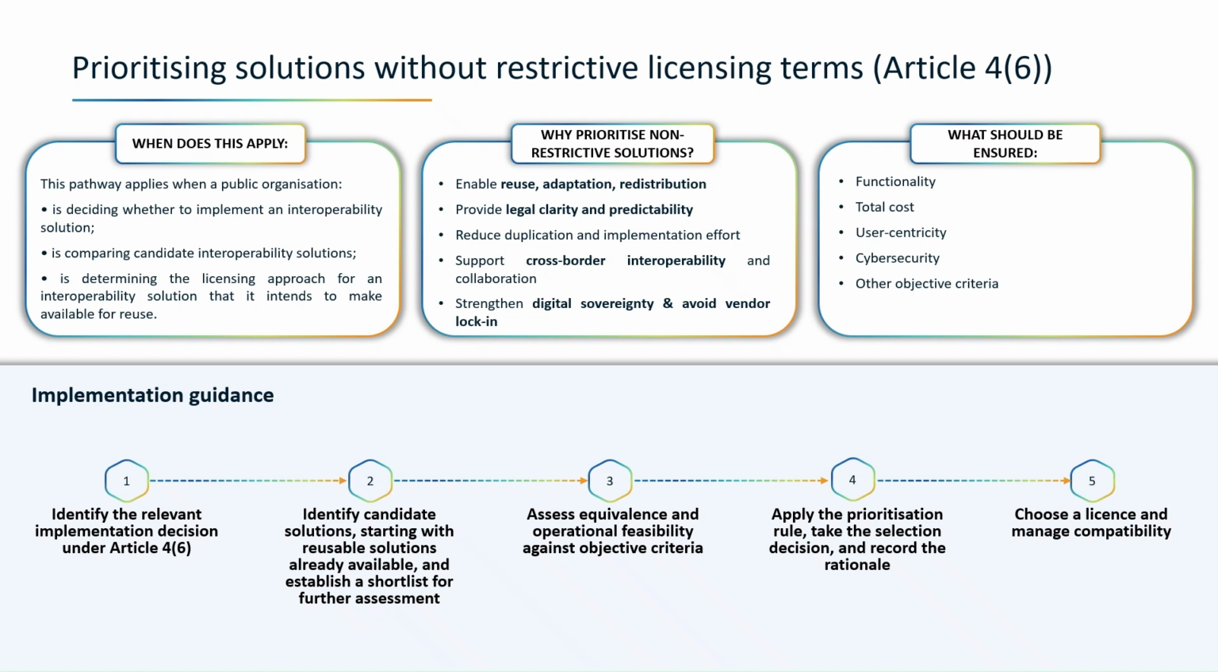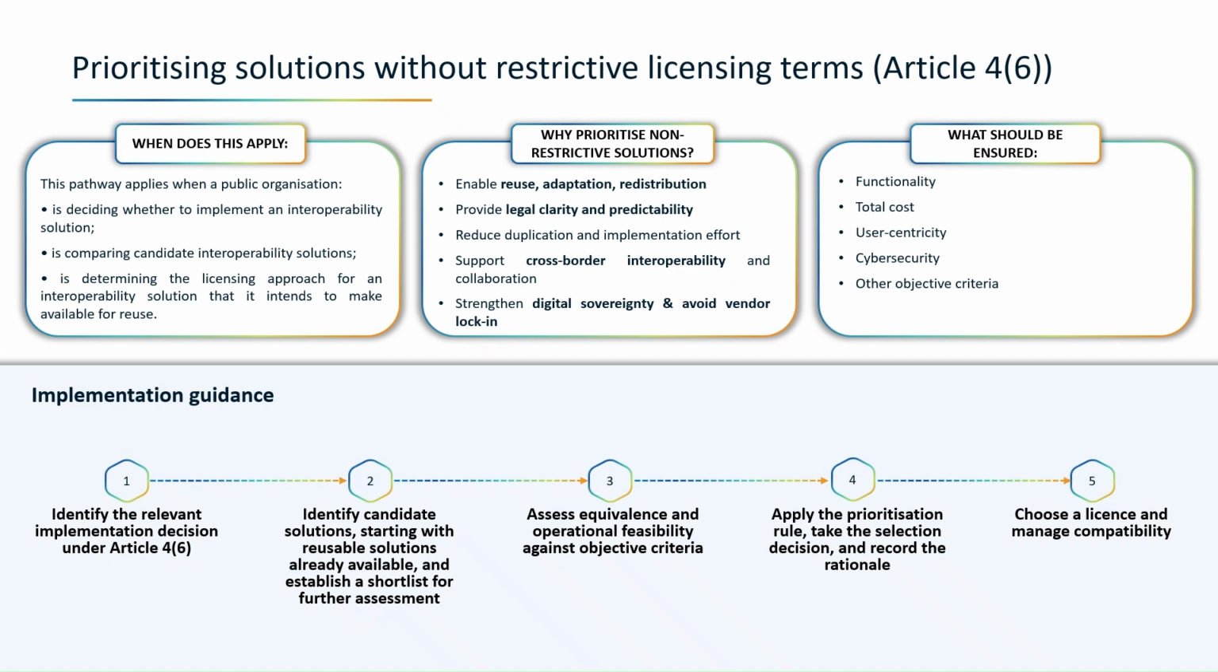The relevant criteria include functionality, total cost, user centricity, cybersecurity, and any other objective criteria that are relevant in the specific context. Equivalence, however, does not mean that the solutions must be identical. It means that they are sufficiently comparable to meet the organization's needs. Where a non-restrictively licensed solution passes that test, it should be prioritized. This supports reuse, adaptation, and redistribution, while also helping to avoid duplication and reduce dependency on unnecessarily restrictive solutions.